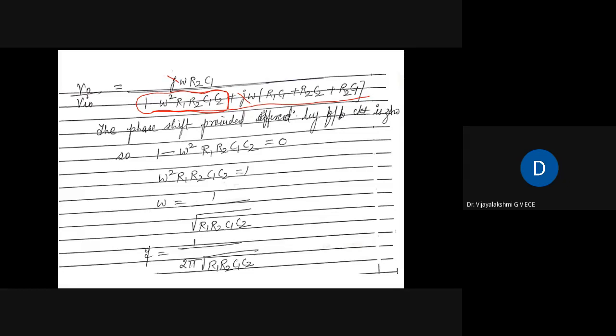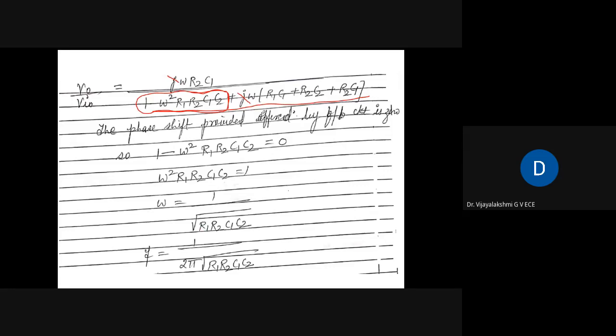Okay, so if I have to get only the real terms, because it will introduce 0 degree phase shift, I have to make this quantity encircled equal to 0. So I am making 1 minus omega square R1 R2 C1 C2 equal to 0, or omega square into R1 R2 C1 C2 is equal to 1. What is omega square? Omega square is equal to 1 divided by R1 R2 C1 C2, or omega is equal to root of 1 divided by R1 R2 C1 C2.